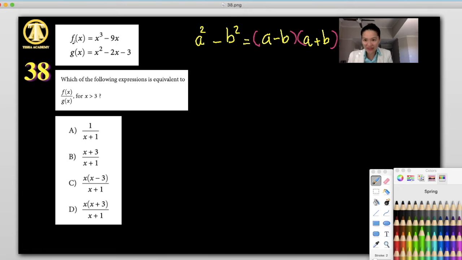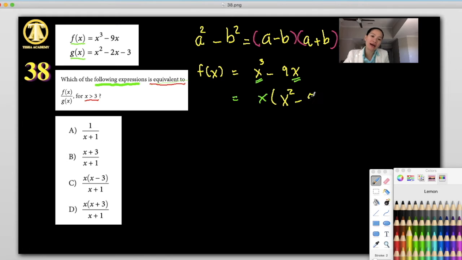Okay, look at our question together. We're going to analyze the question together. You have f(x), you have g(x). They ask which of the following expressions is equivalent to f(x) divided by g(x) for x greater than 3. What we're going to do is simplify f(x) first. f(x) equals x to the power 3 minus 9x. Can you see something from here? I'm going to take x out of the terms. So it's going to be x, and in the bracket we have x squared minus 9.